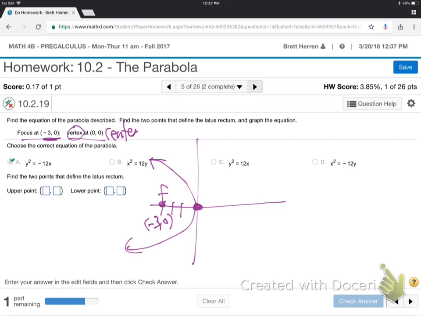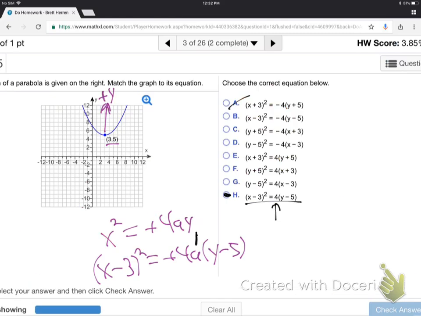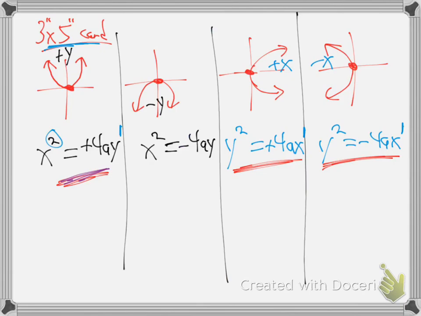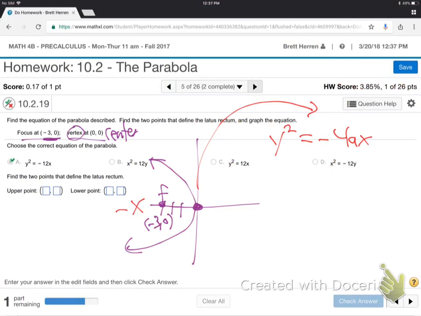What do we do now? Write the basic equation. Now that we know it's left, write the basic equation. So left is negative x direction, isn't it? That's the negative x-axis. So it's y squared is negative 4ax. Right? See, here we are left. Y squared is negative 4ax. Okay, so we got that.